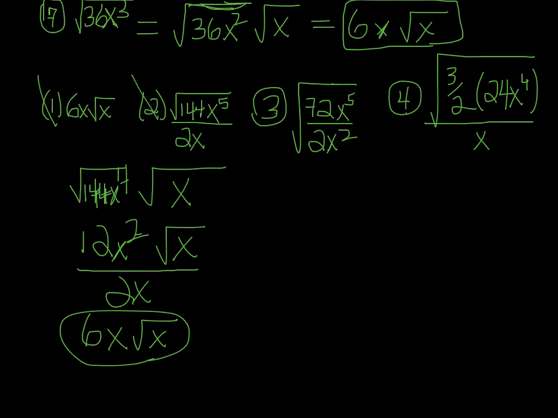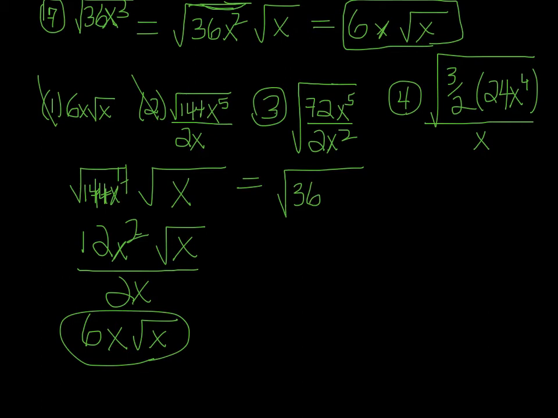Okay, so let's look at choice 3. Choice 3, everything is underneath the square root here. Remember, when you have any kind of an operation underneath the square root, you can perform that operation. So for example, I can do 72 divided by 2, but I'm just going to keep it underneath the square root. So that's going to give me 36.